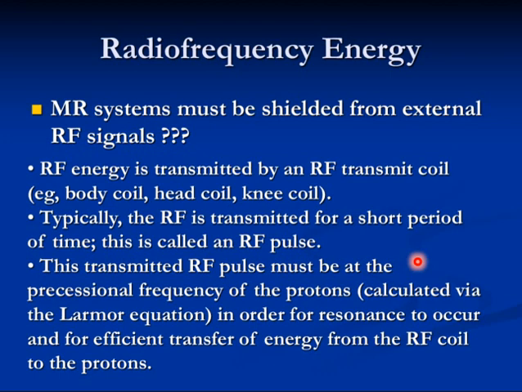RF energy, radio frequency energy, is transmitted by an RF transmit coil, which is usually the body coil. The RF is transmitted for a short period, called the RF pulse. What the machine does is give a pulse to the protons and detect a pulse from the protons. Give a pulse, receive a pulse, give a pulse, receive a pulse. So the transmitted pulse, the pulse that we give, is at the Larmor frequency. For example, at 1 Tesla, we give a 42.6 megahertz pulse, and we detect the pulse that's coming back, in order for the resonance to occur.